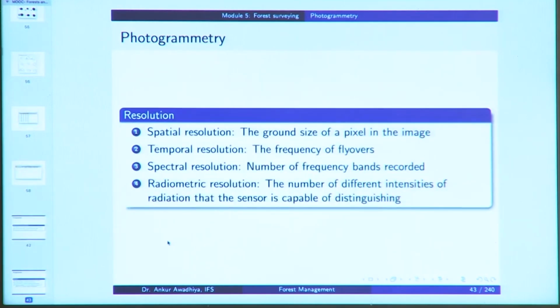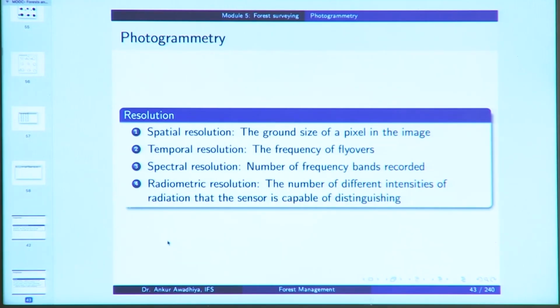Now, we defined spatial, temporal, spectral and radiometric resolution. Spatial resolution is the ground size of a pixel in the image, essentially how many megapixels you have in your camera. Temporal resolution is how frequently you are taking pictures, or the frequency of flyovers. Spectral resolution is whether you are taking a black and white image or a colored image in 3 different bands or even more bands. So, it is the number of frequency bands that are recorded.